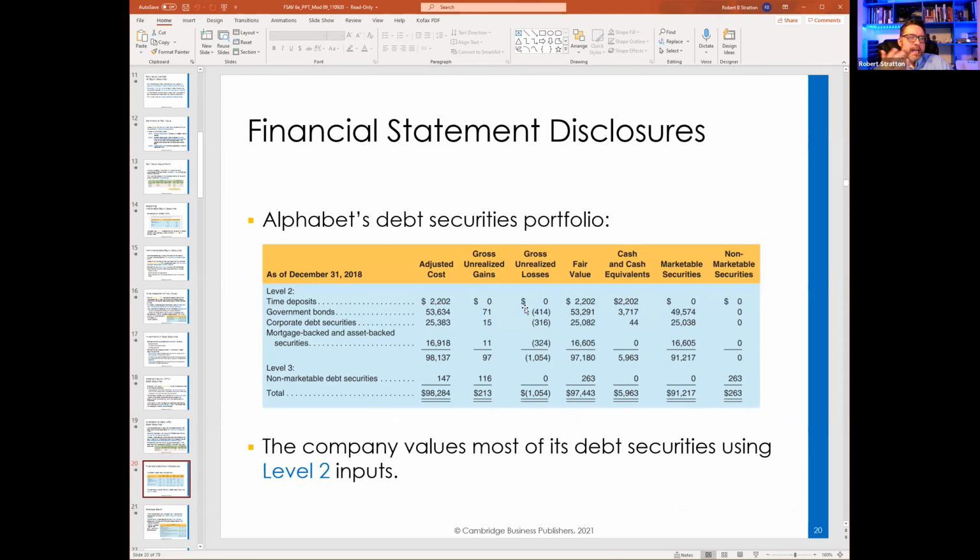Okay, and here's Alphabet's example where they're telling you they have level 2 and level 3 debt securities, and how they're listing it all out: the adjusted costs, unrealized gains, unrealized losses, and what the fair market value is. And just like with the equities, some of these are level 3, so they're using some method that passes the laugh test, if they had to explain it, to come up with a realistic estimate.